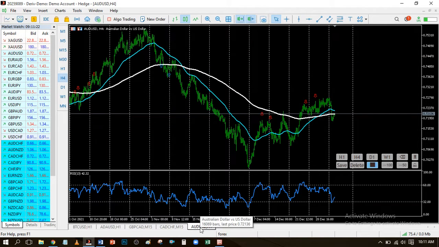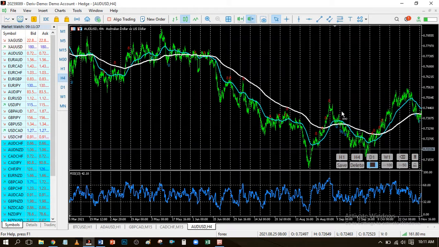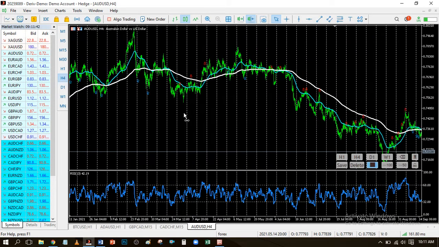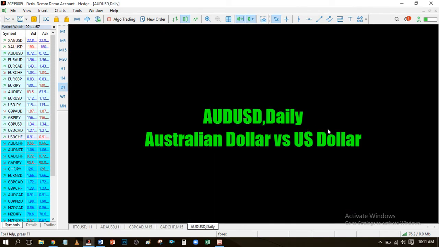Then the last but not least is the Australian dollar. You can see that the Australian dollar against the US dollar has been in a very strong downtrend. But as it seems, we might be having a little bit of a pullback to the upside. If I go to my daily charts, you'll see that it's still in a downtrend.